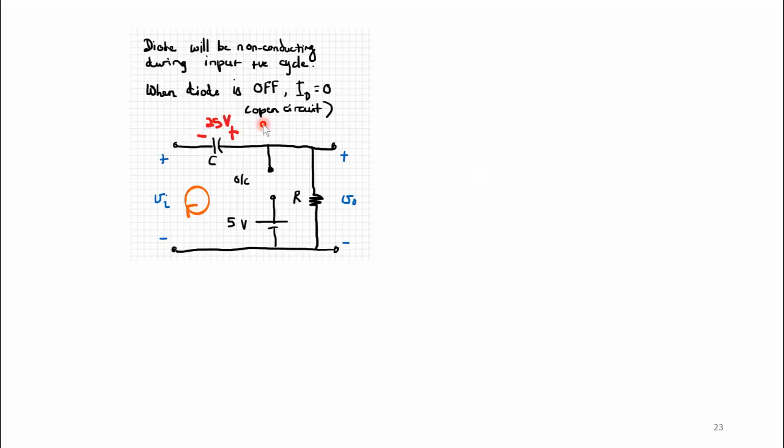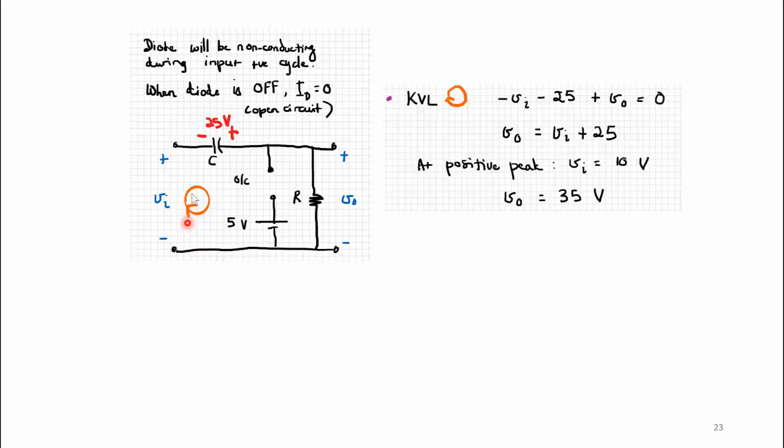Then we consider when the diode is off. When the diode is off, it will be non-conducting during the input positive cycle. So when the diode is off, ID is equal to 0, and this becomes an open circuit. Now VC, we already know is 25 volts, and I'm going to carry that value as I do the analysis when the diode is non-conducting. So when I do a KVL around this loop, I'm going to get negative V in minus 25 plus V out equals 0. So V out is going to be equal to V in plus 25. The reason we're doing this is because I want to find V out. I don't want to find V in, because V in we know, 25 volts we know, 5 volts we know.